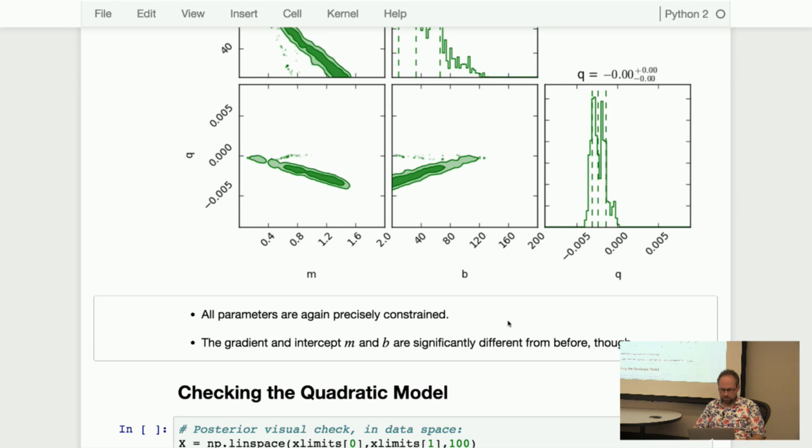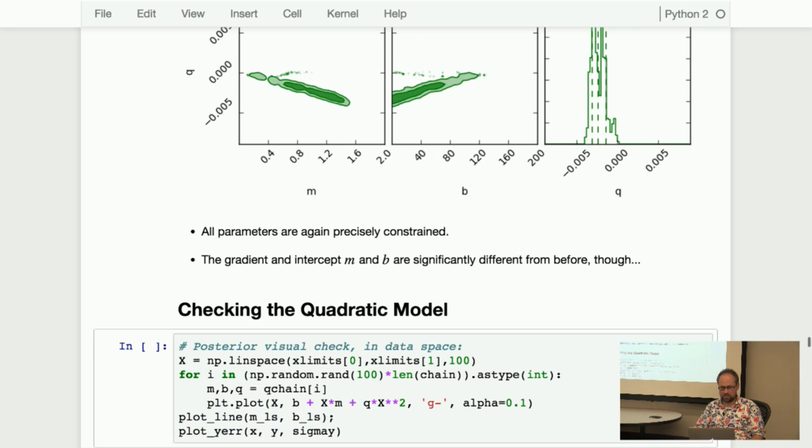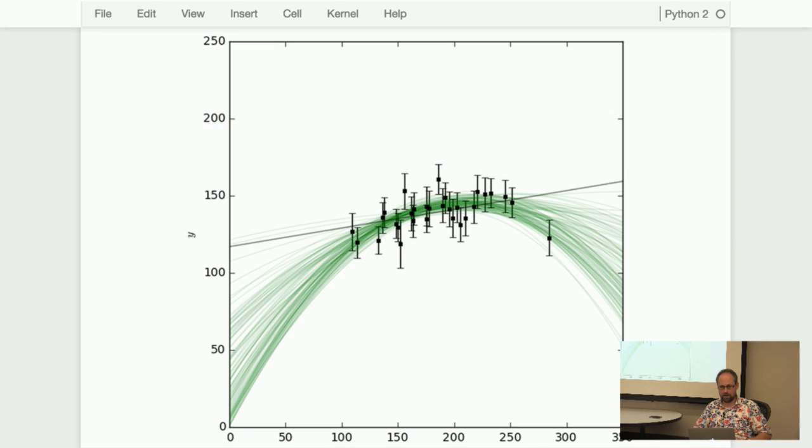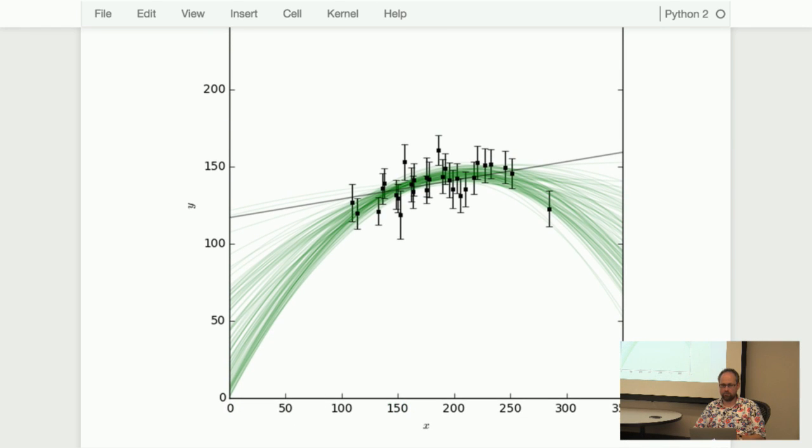Okay, so we get to go and check this. Here's the visual check. Maybe you like this better. What do you think? It goes through more points like that. Okay.